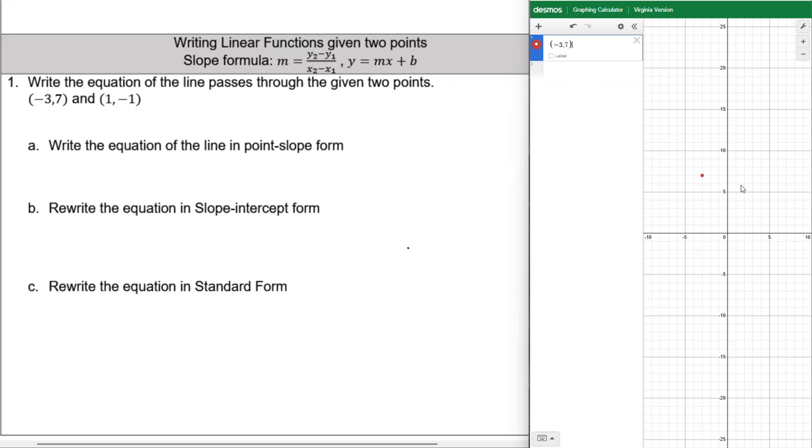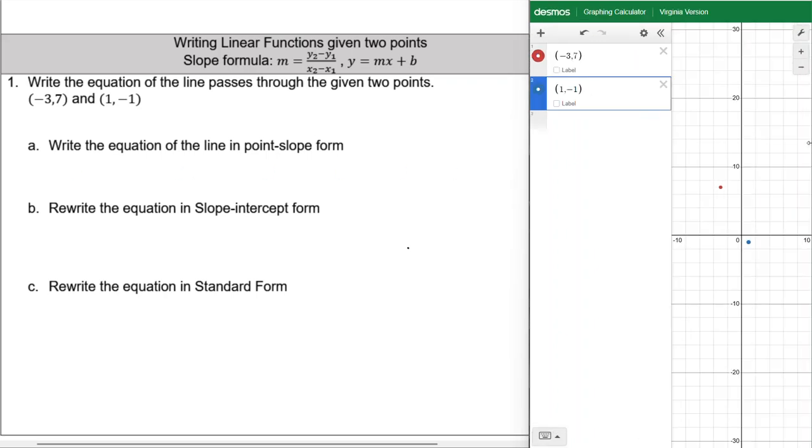So there's the first point right there, (-3, 7). And then the other point, (1, -1). Here's the other point right here. And we're looking for the equation of a line that passes through these points. All right, so the first thing we're going to do is find the slope using the slope formula.